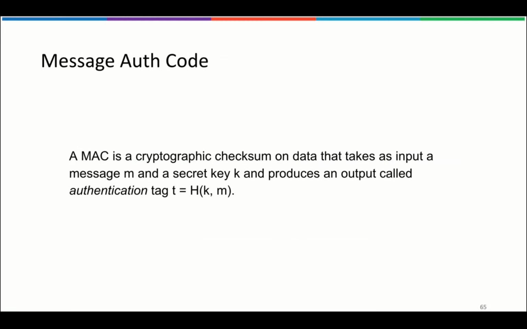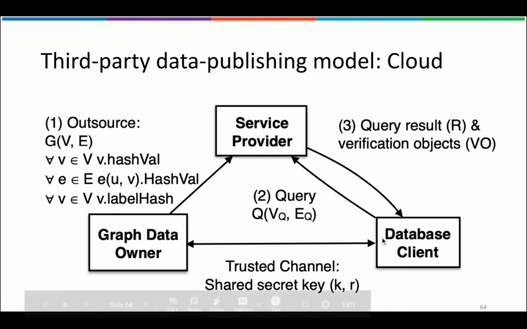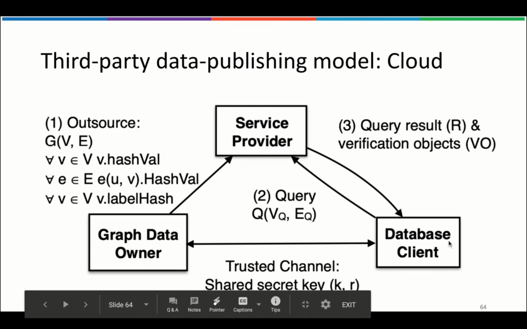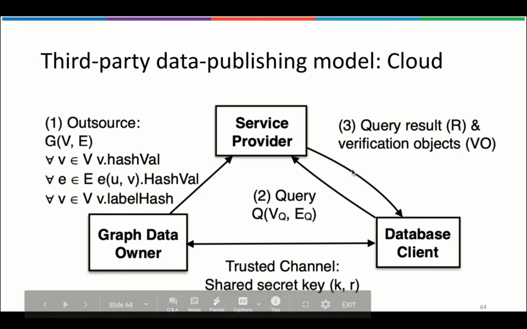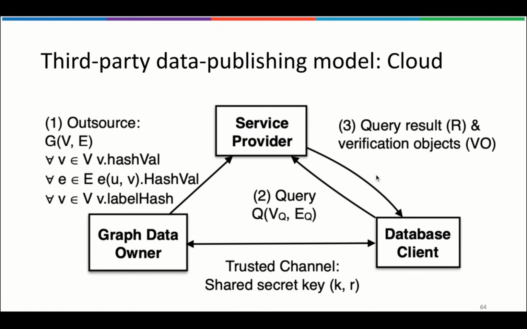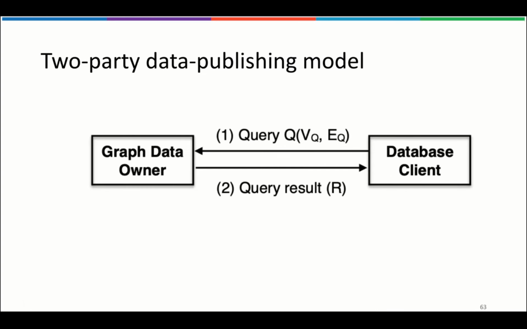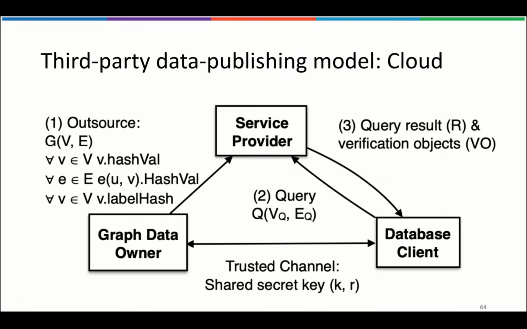In this context, in the third-party model, the database client many times receives a query result, which is partial data, right? Even in the two-party model, the database client receives a part of the graph as a query result, right?